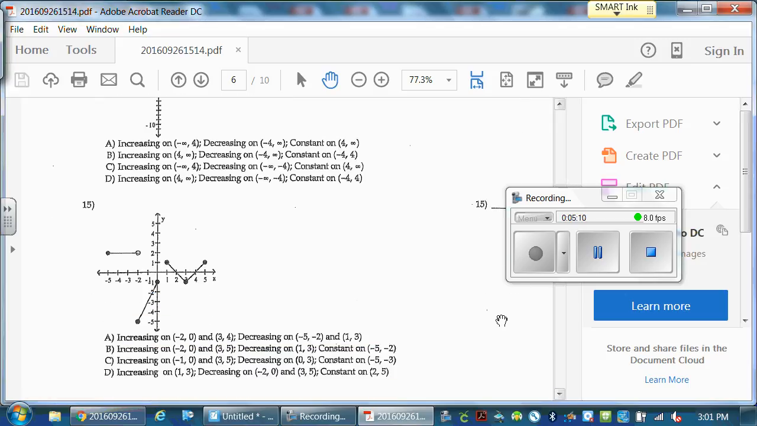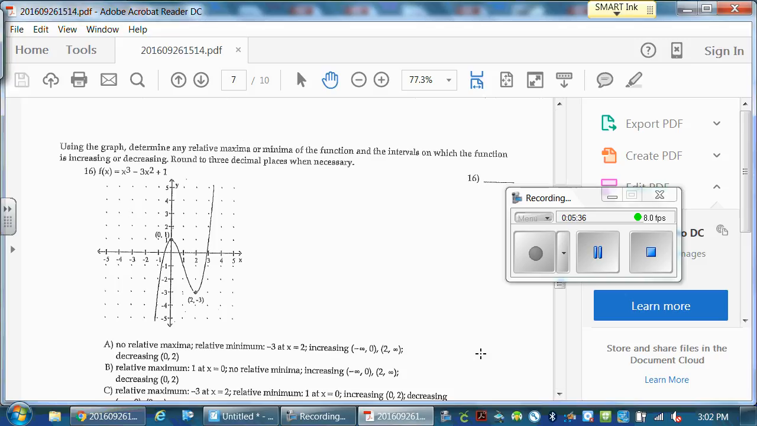Number 15, got a lot of things going on here. First, it's constant from negative 5 to negative 2, and if you look, there's only one choice that's constant from negative 5 to negative 2. But let's make sure that that's the right answer. Then it's increasing from negative 2 to 0. Then it's decreasing from 1 to 3, and it's increasing again from 3 to 5. So my answer is B.